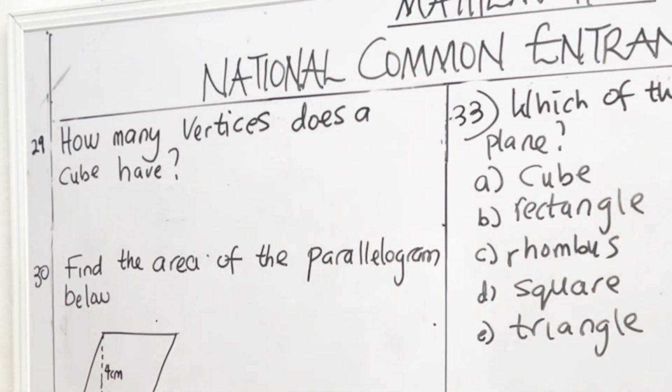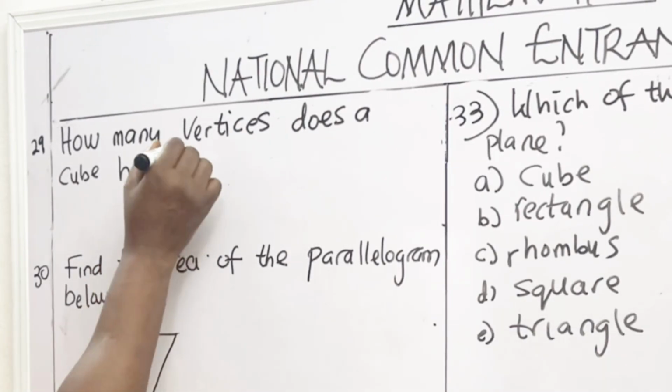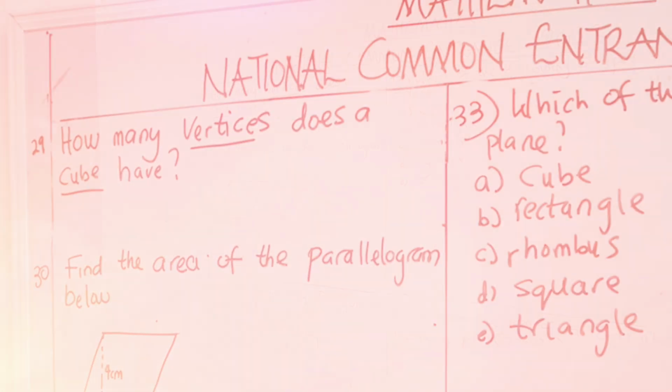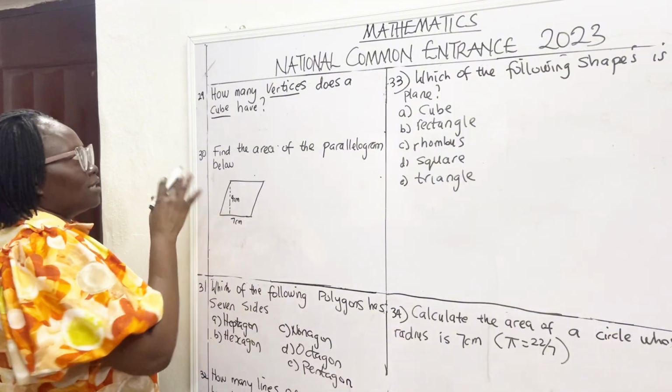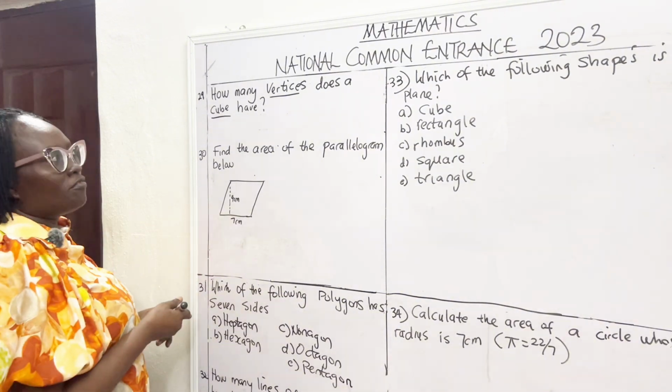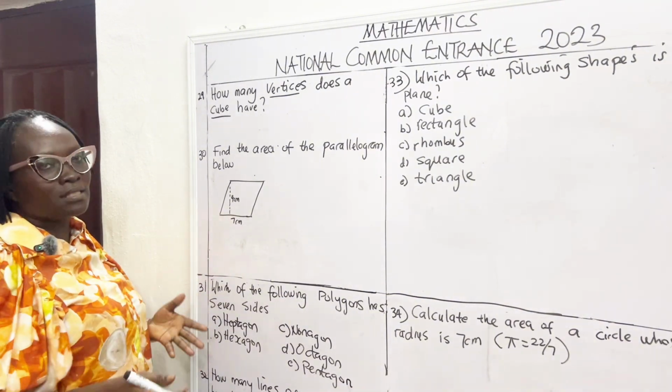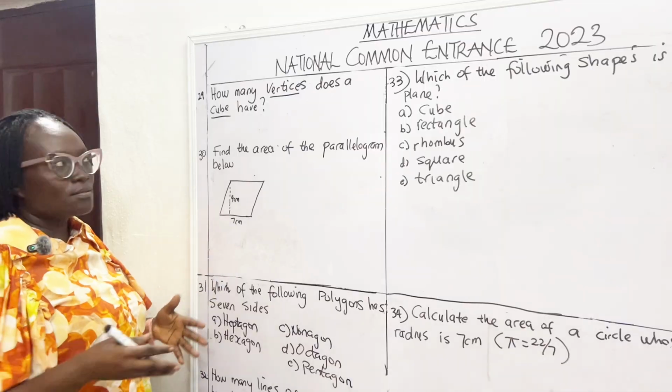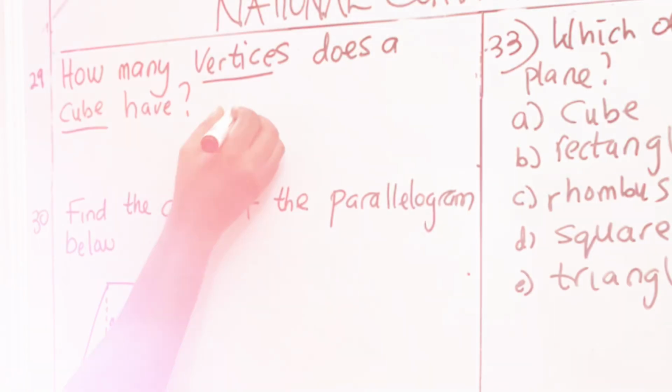Question 29. How many vertices does a cube have? Okay, so the two questions we are going to ask ourselves are: one, what are vertices? And then, what is a cube? Vertices are also known as corners. Vertices are corners. So let me show you.